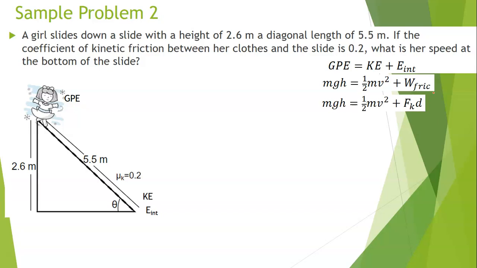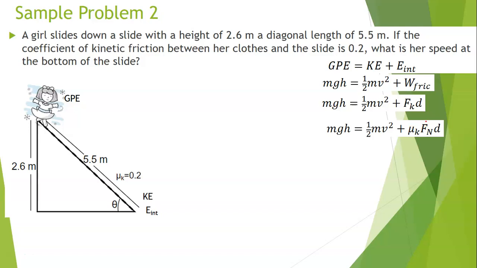And the work is just the force times the distance. Notice that we're given the distance here, it's 5.5, because that's the length of the hypotenuse of this inclined plane. But we still have to figure out what the force of friction is. So we have to think back to some of the stuff we know about forces on inclined planes. First, we know that the force due to friction is equal to the coefficient times the normal force.